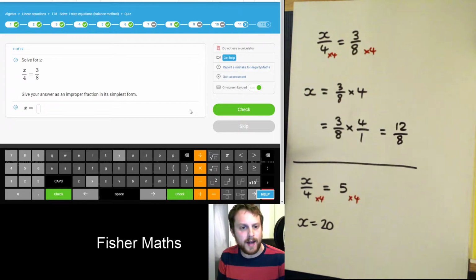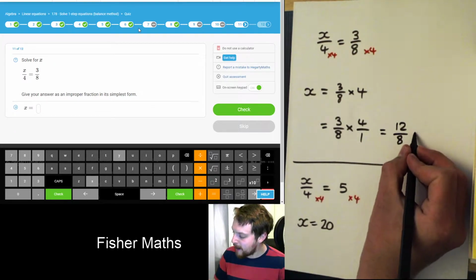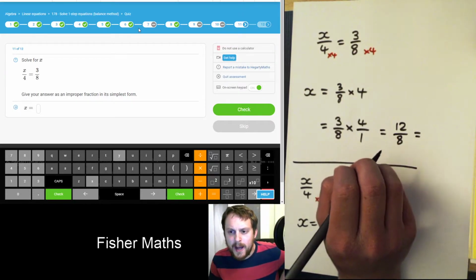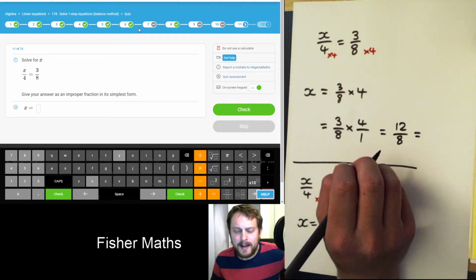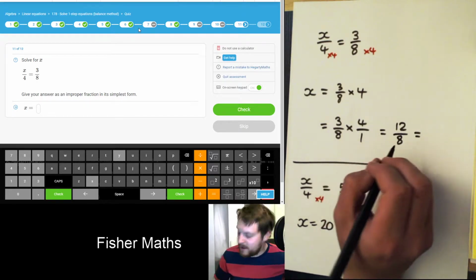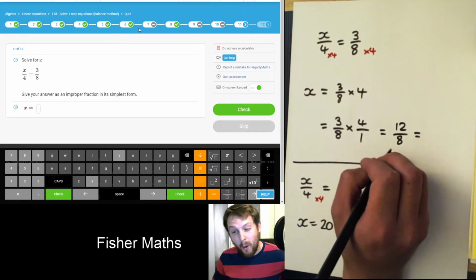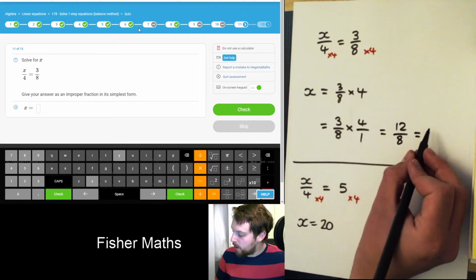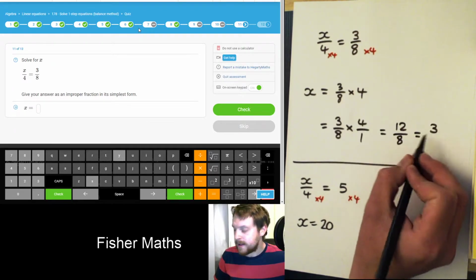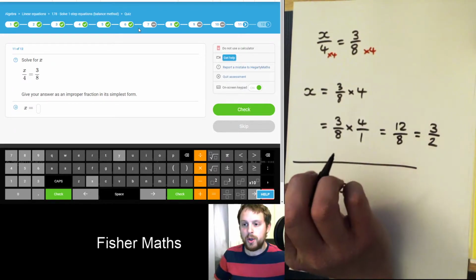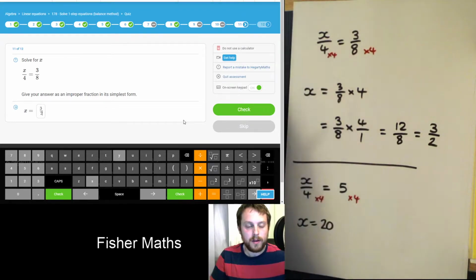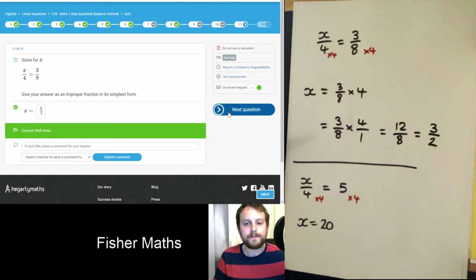If you look at what it says on Hegarty, though, it wants it in its simplest form. So we are going to have to work out what goes into 12 that also goes into 8. I want to pick the biggest number I can, if at all possible. I can spot that 4 goes into both of these numbers. So 12 divided by 4 is 3, and 8 divided by 4 is 2. So I should just put 3/2.